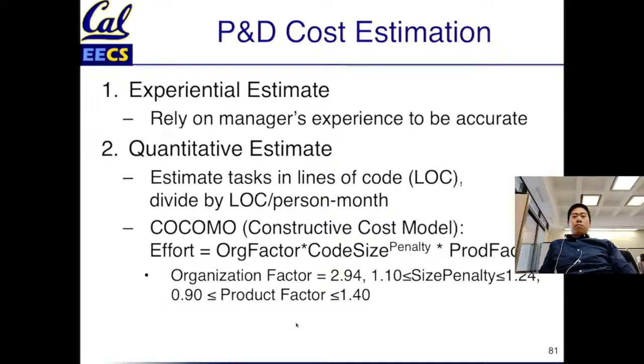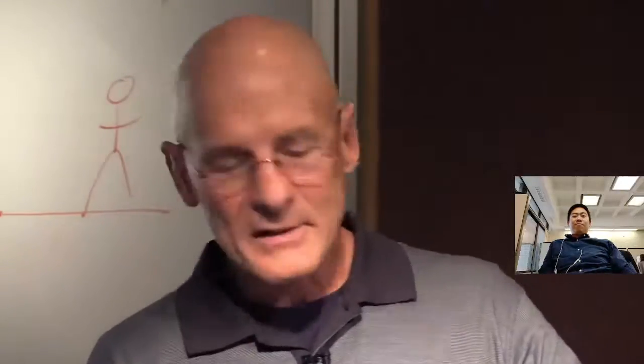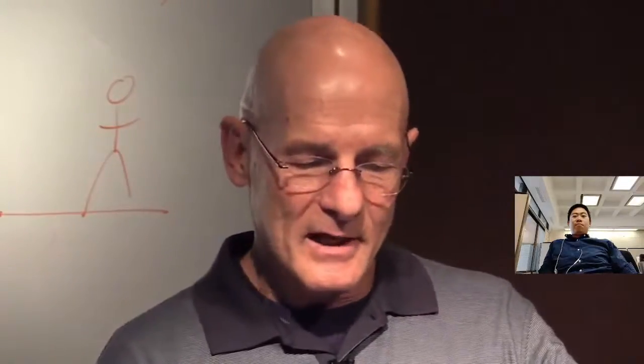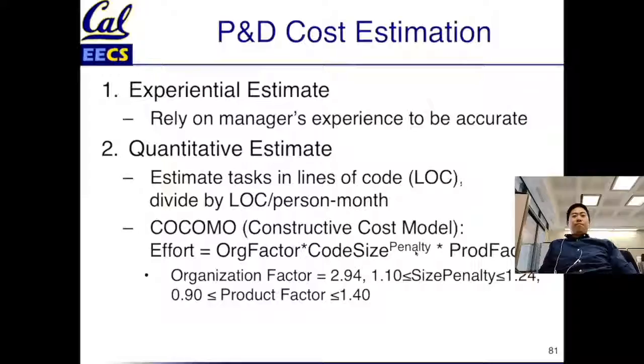So the researchers decided we're going to measure a bunch of projects and come up with a better quantitative model, and they call it the COCOMO model, the constructive cost model. It's got 2 factors and an exponent, and they looked at a bunch of projects. I think the average is going to be 2.94 times the code size in lines of code to the 1.23 penalty, with a product factor of 1.07, right? You multiply that together, that'll tell you how much effort it is, and you put that in the cost budget.